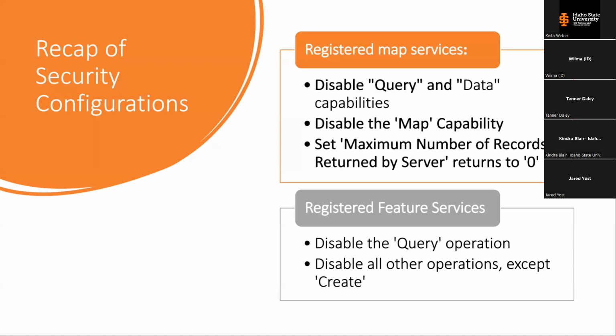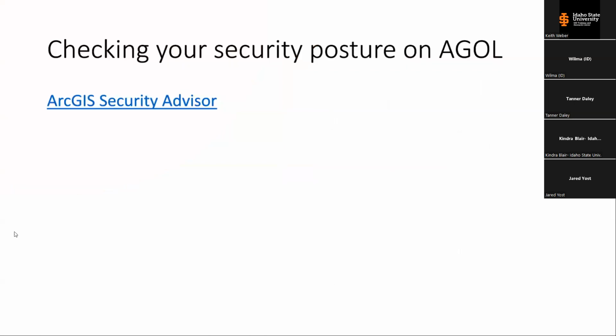And then with respect to our registered feature services, we want to make sure we disable the query operation and make sure if there are any other operations that are enabled, that we disable them as well, with the exception of that create operation, which needs to be active in order for anonymous users to submit data through your Survey123 web form.